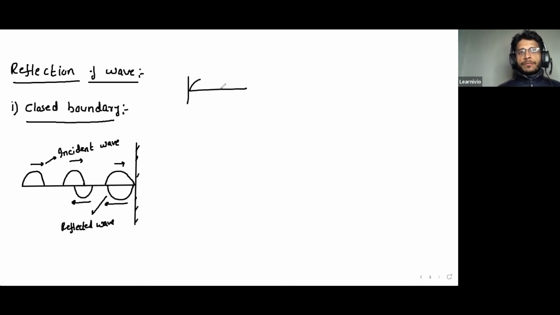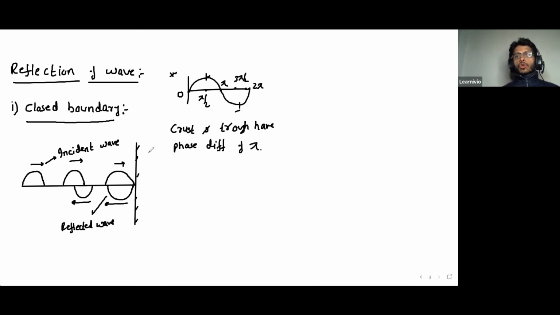See, this is your wave. If I start writing phase, this angle is 0. I call this pi by 2. I call this pi. I call this 3 pi by 2. And I say this is 2 pi. This point and this point have a phase difference of pi. Crest and trough have a phase difference of pi. This is important. You should remember this. So in a closed boundary, crest gets converted into trough. So this is the equation of incident wave, which is, let's say, sine of kx minus omega t. This is the equation of incident wave.